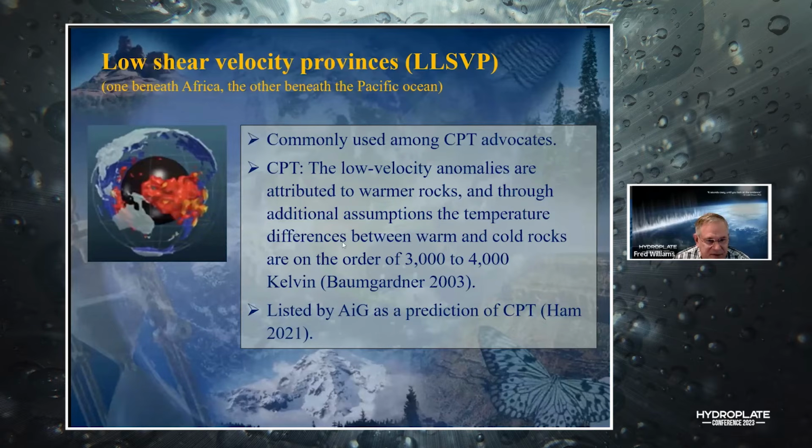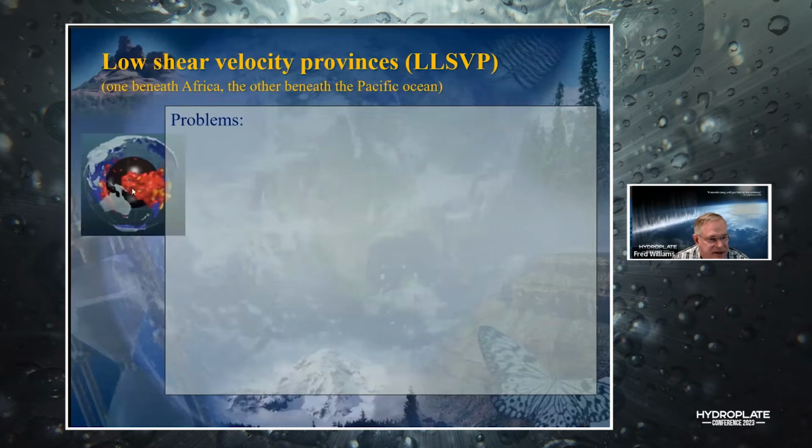This is them talking: the temperature differences between the warm and cold rocks are on the order of 3,000 to 4,000 Kelvin. So then this was listed by AIG as a prediction of catastrophic plate tectonics. However, it could not have been a prediction because geophysicists have known of these anomalies since the 1970s, before catastrophic plate tectonics was proposed. But nevertheless, there are problems with these blobs they see. There's one beneath Africa and the other beneath the Pacific Ocean. They're called low shear velocity provinces.